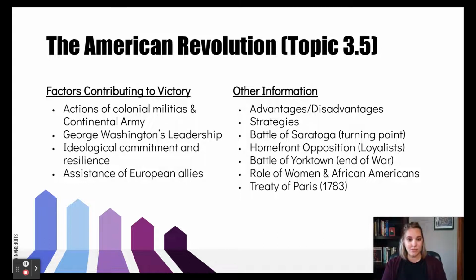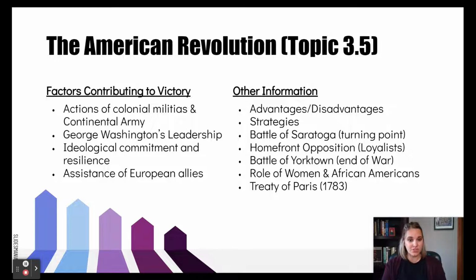The ideological commitment and resilience, focusing on how colonists were resilient in the face of massive challenges and continued on despite those struggles. And the assistance of European allies, especially the Franco-American alliance. Those are going to be the main things you should be aware of.